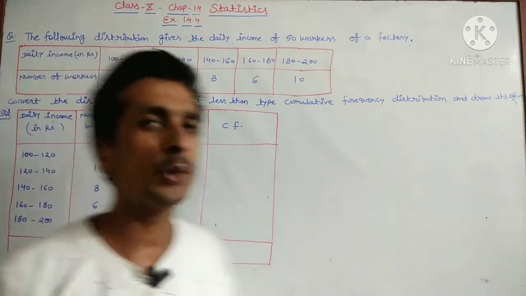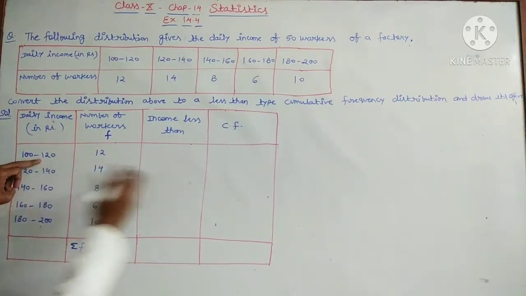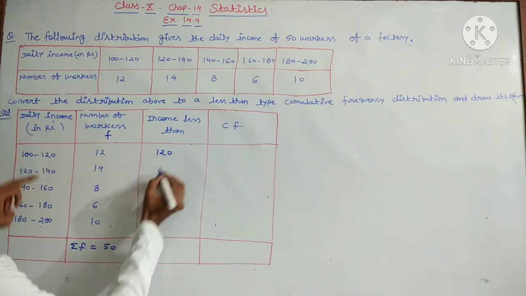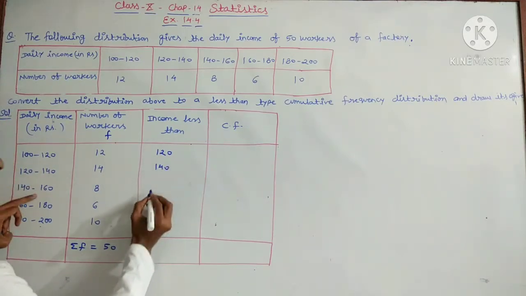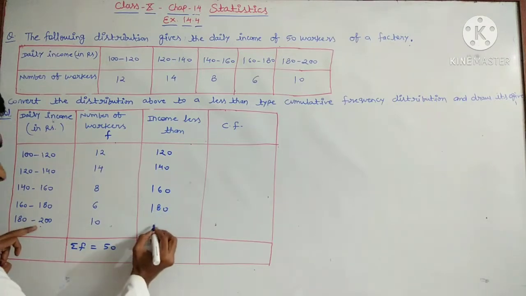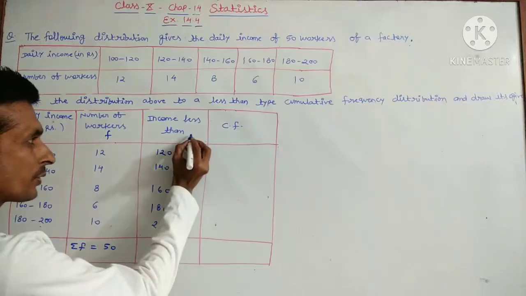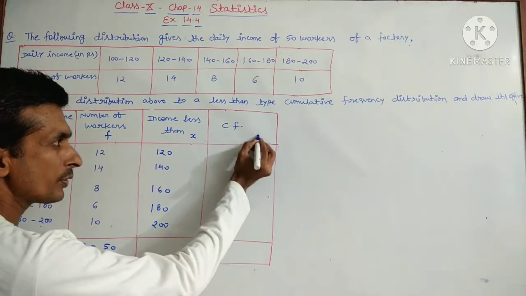Okay, and for income, the less than ogive, you will always take the upper limit. The upper limit here is 120. So write down 120, and this one is 140, and the next one is 160, and 180, and the last one is 200. I think you can understand. And this value always represents x, and this value represents y.